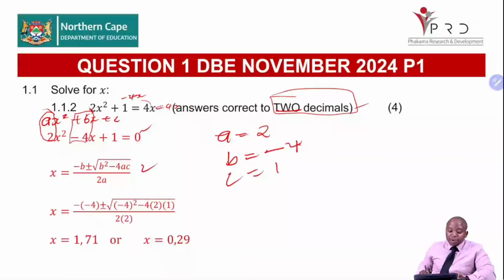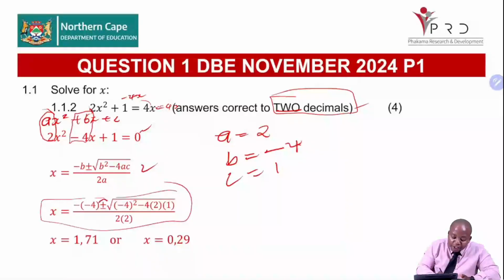So to get my solution, remember, you punch everything in a calculator. The first solution, you punch it with a positive, right, before they root them. Then my second solution, I am going to punch my expression with a negative. So x equals 1,71 or x equals 0,29.